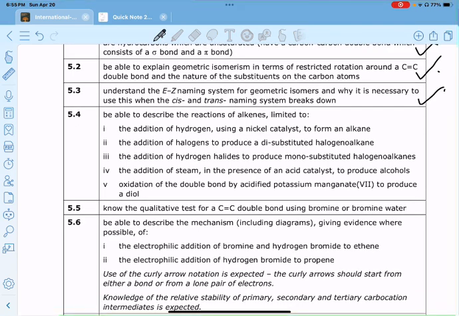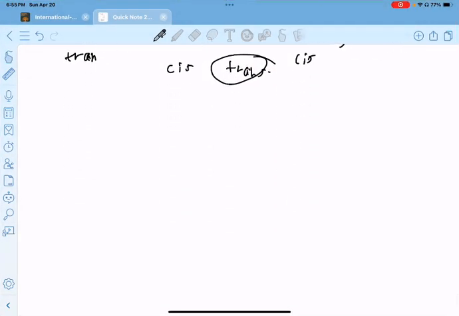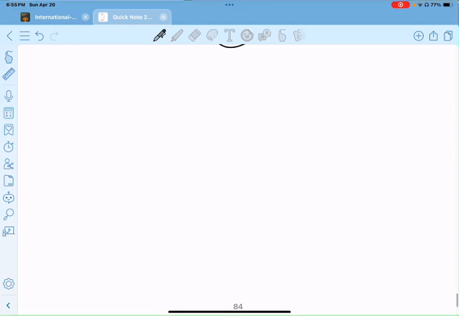Oh yeah, one more thing that I've not mentioned. How do you name if you have multiple elements? Let's say you have a carbon-carbon double bond and you have bromine here, fluorine here, chlorine here, hydrogen here.